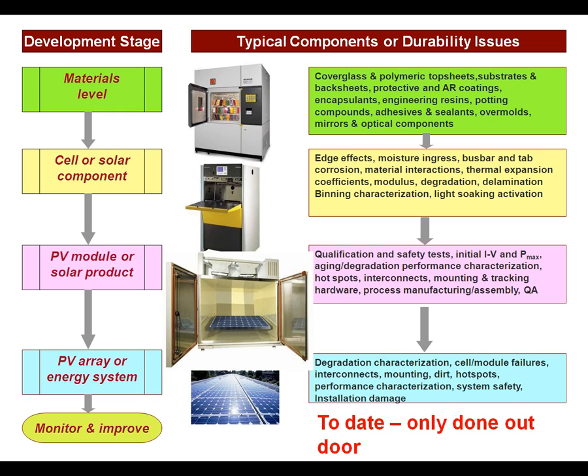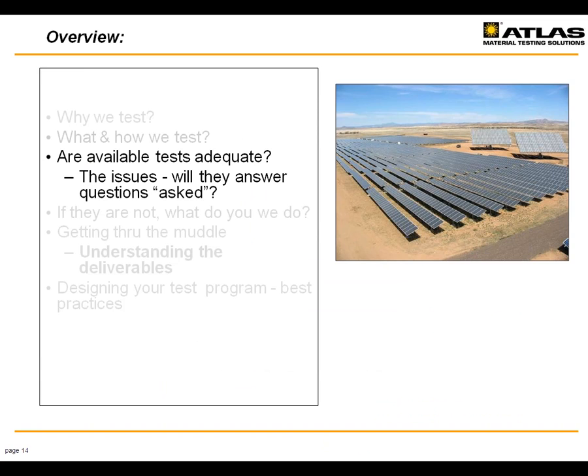Now, at the PV array level, again, we're looking at degradation characterization. We're looking to see if we have any issues when we tie to the grid, and we are looking to see if there are installation issues. Now, to date, this step has only been done outdoors, but there are now instruments coming on board that are capable of testing an entire PV module and maybe even more than one tied together.